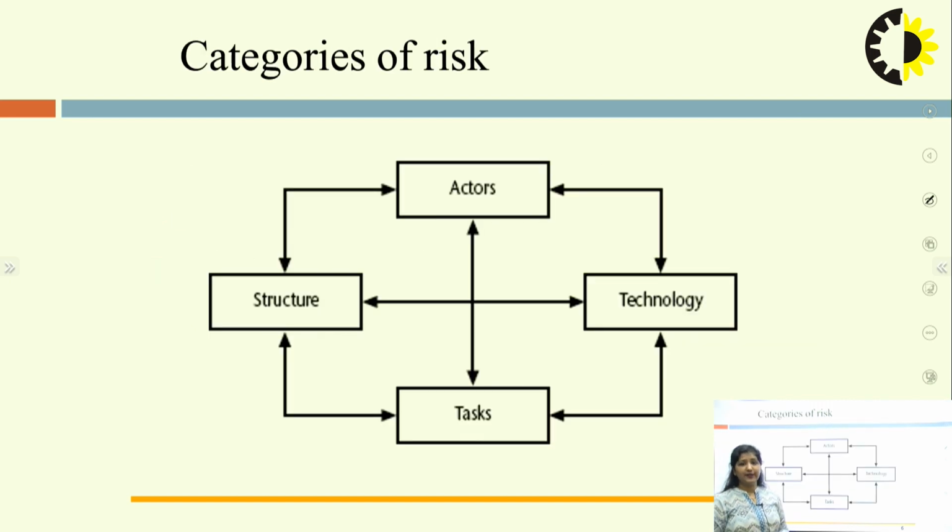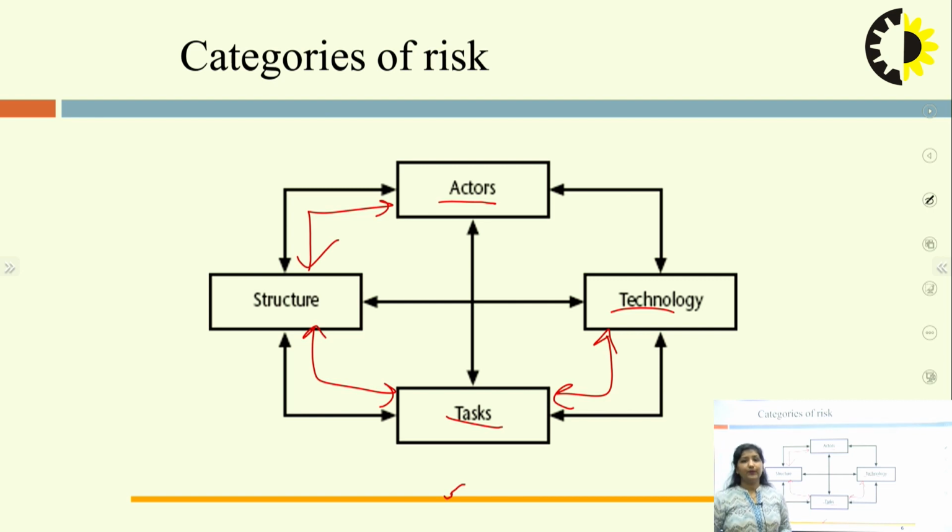Now these are the categories of the risk: actors, structure, task and technology. As we can see, all these four are connected to each other. Actors are connected to technology and, vice versa, technology is connected to actors. The task is connected to the technology, and they are also bidirectional in nature. The structure is also bidirectional in nature, and actors are also related to task and structure is also related to technology.